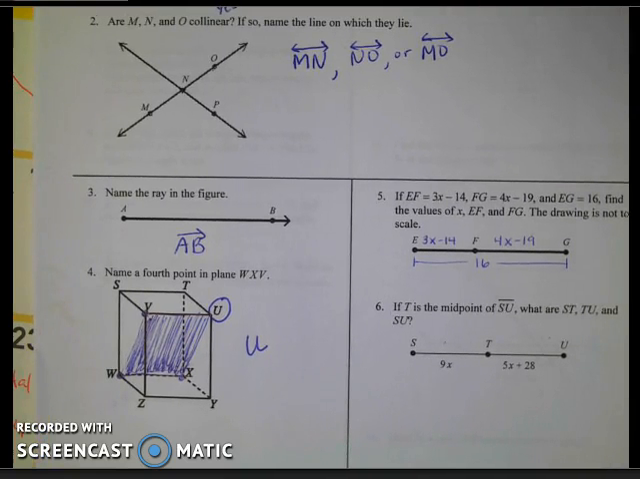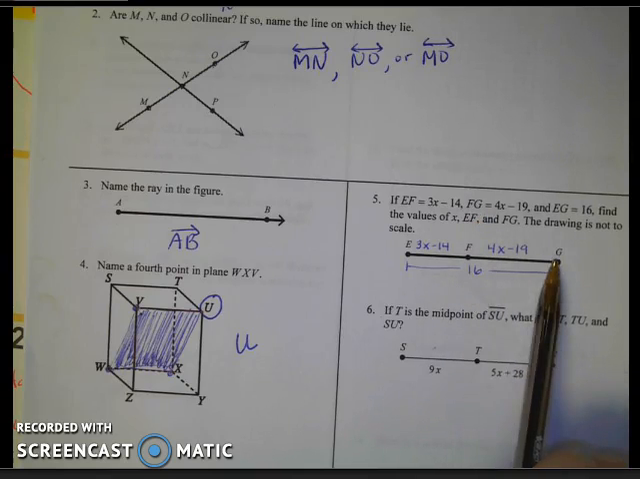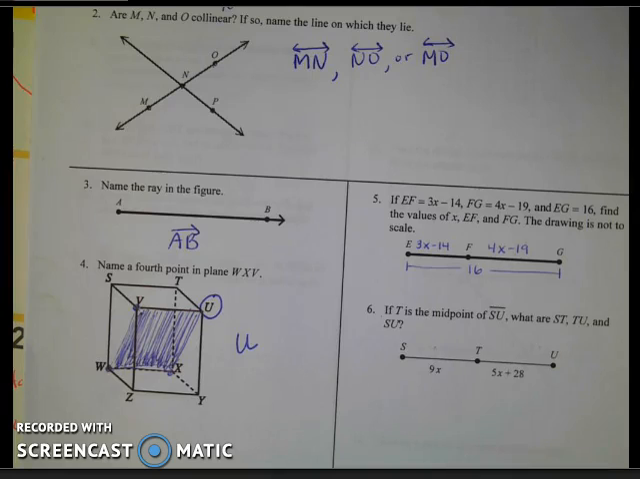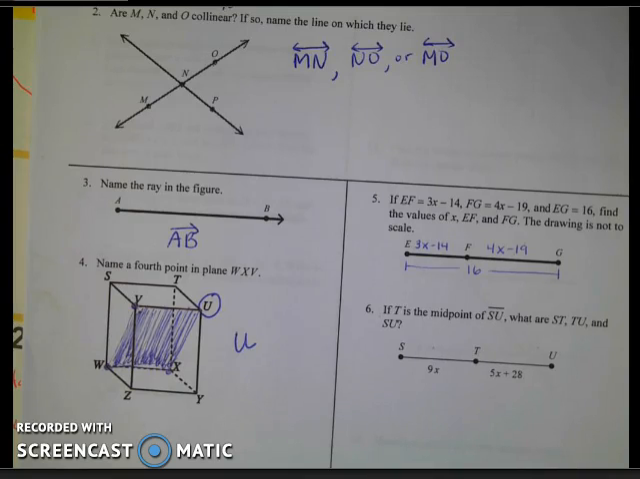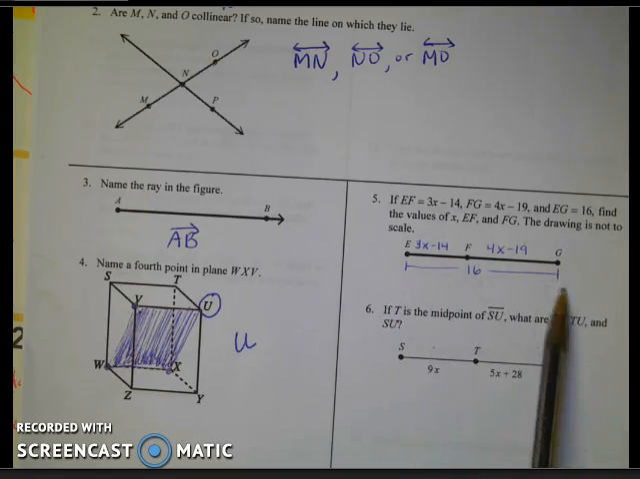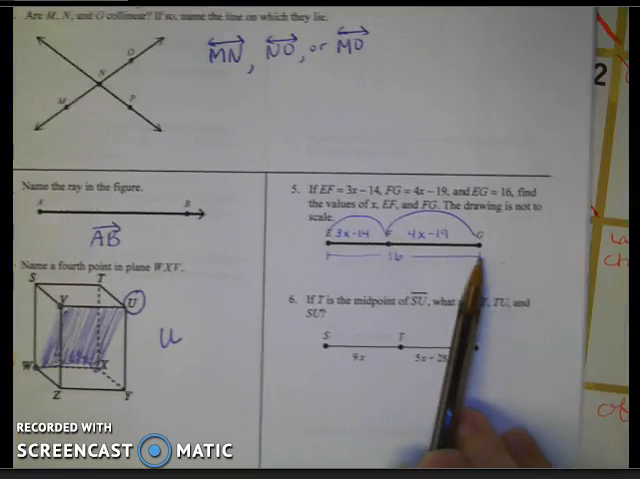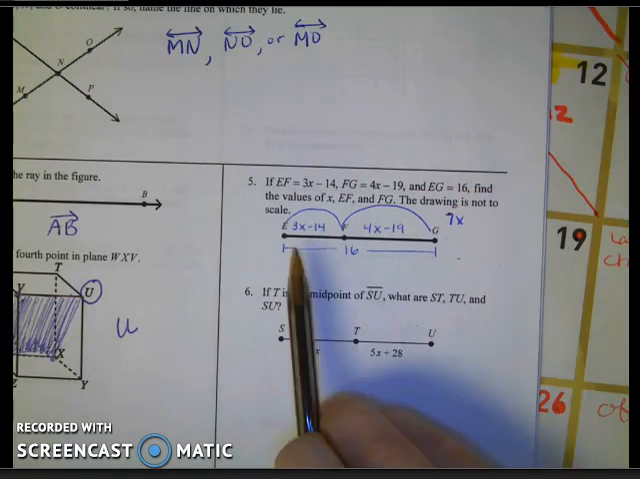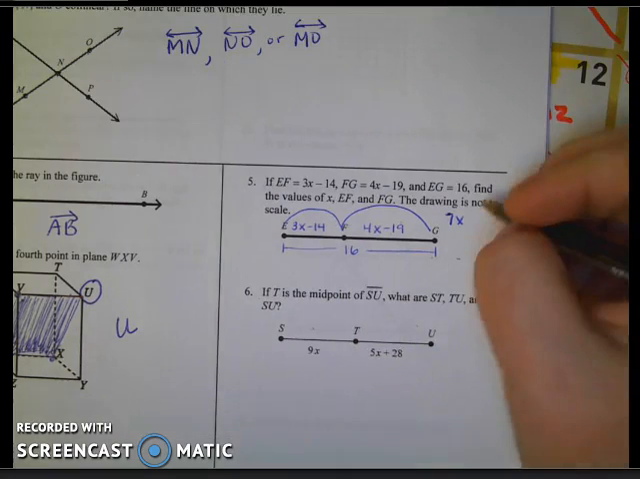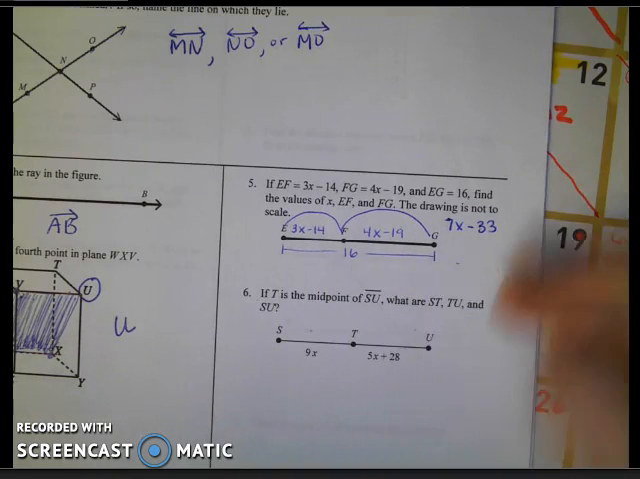Number 5. If EF is 3x minus 14 and FG is 4x minus 19, and EG, the entire length, is 16, find the values of x. What do I know about EF and FG compared to the entire piece? Both of these little pieces together make up the whole. So I can add these together. 3x plus 4x is 7x. Negative 14 and negative 19, negative 33, is equal to 16.